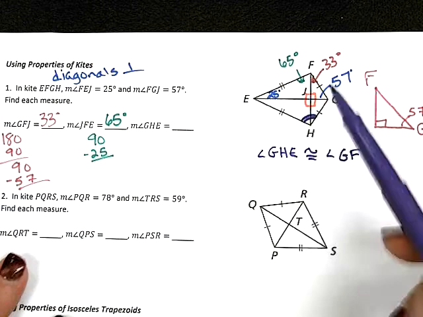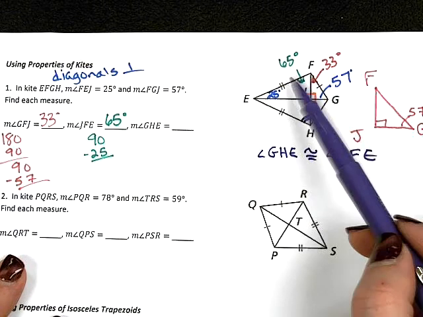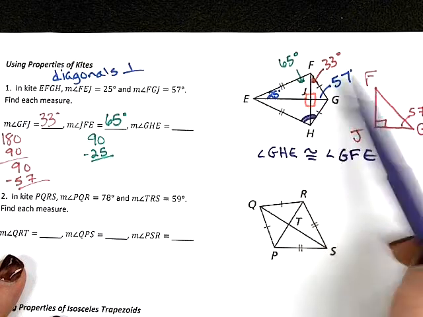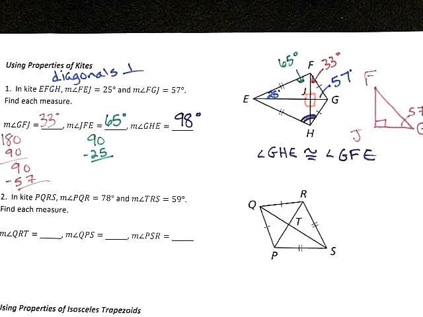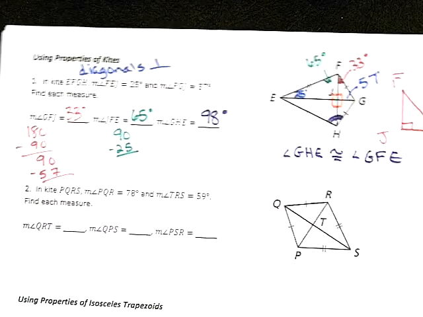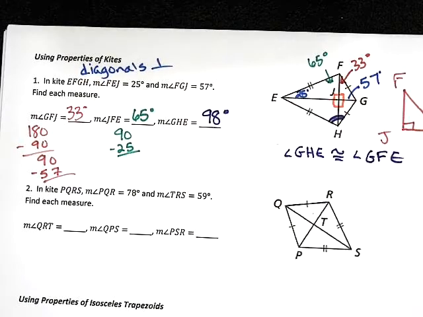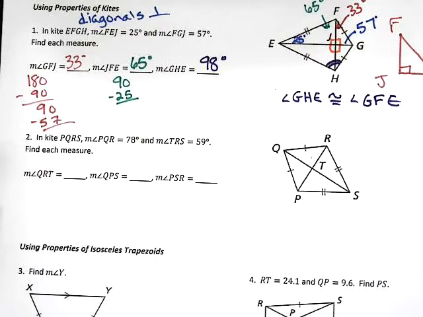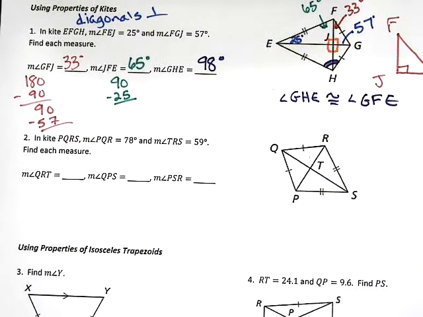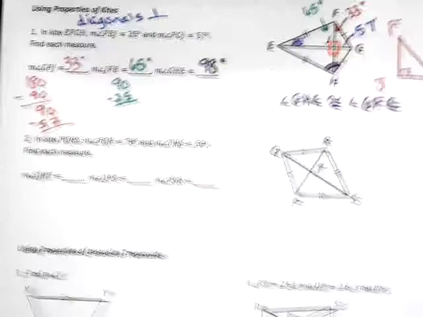And we just found out that one part of it is 33, the other part is 65. So we can add those together. We get that that angle is 98 degrees. Okay, so sometimes we have to look at triangles, sometimes we have to look at the kite as a whole. It just kind of depends. So number 2 is really similar. I'm going to let you guys go ahead and work through that one later.